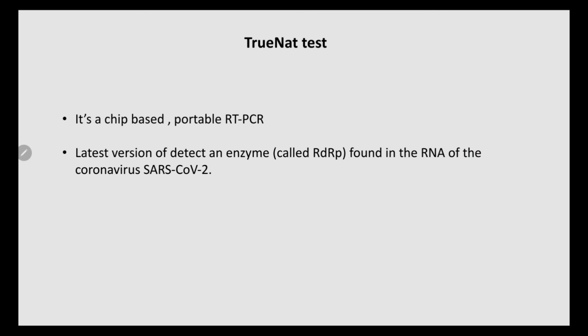Last, what we have is the TrueNAT test. It is also a PCR, RT-PCR, but it is chip based. So we can say it is last mile diagnosis. The latest version of this TrueNAT test can also detect the enzyme RdRp found in the RNA of SARS-CoV-2. So these are the different diagnostic tests that are available to detect COVID-19.